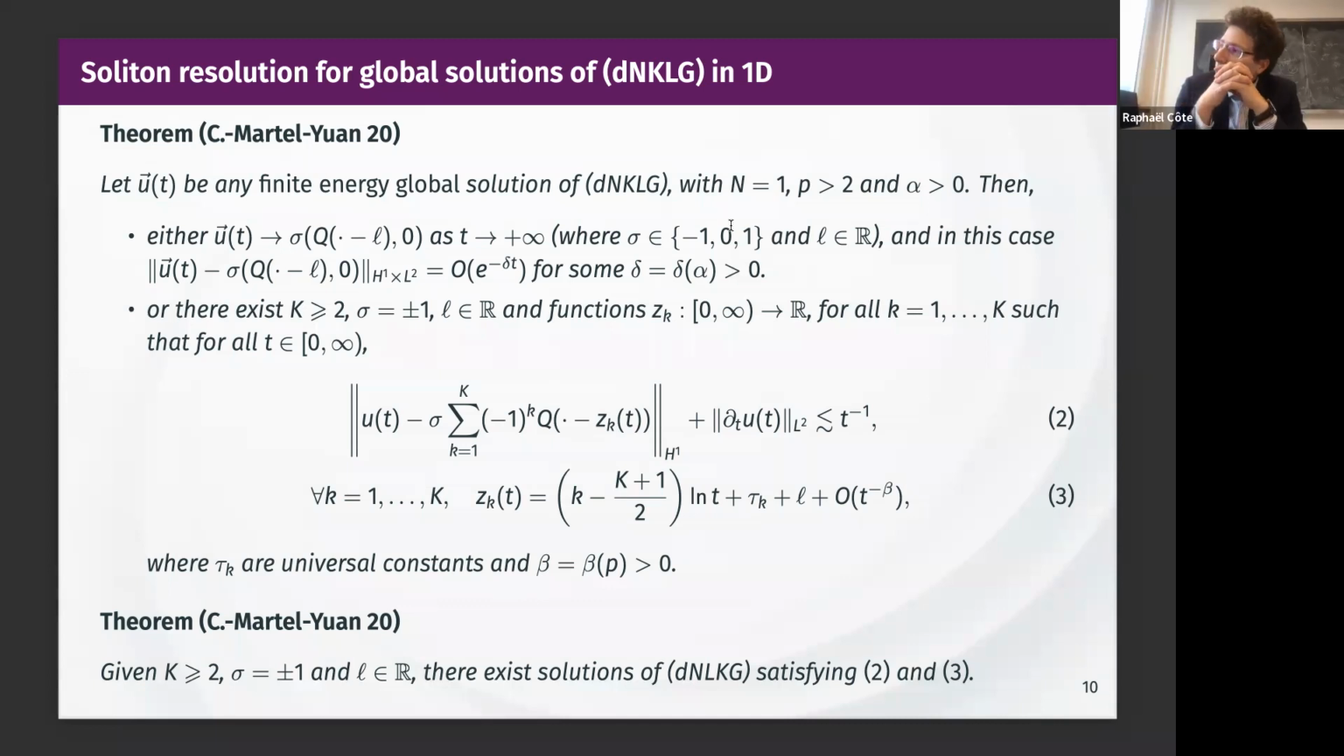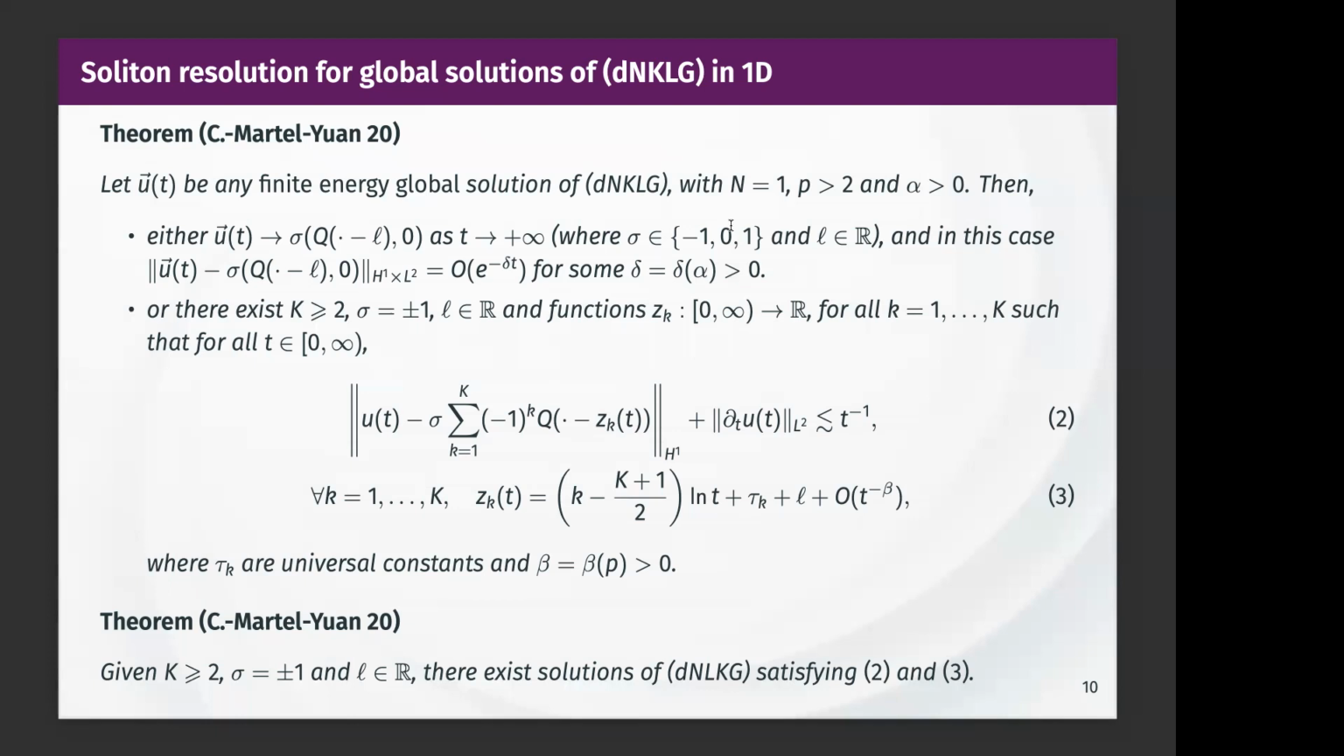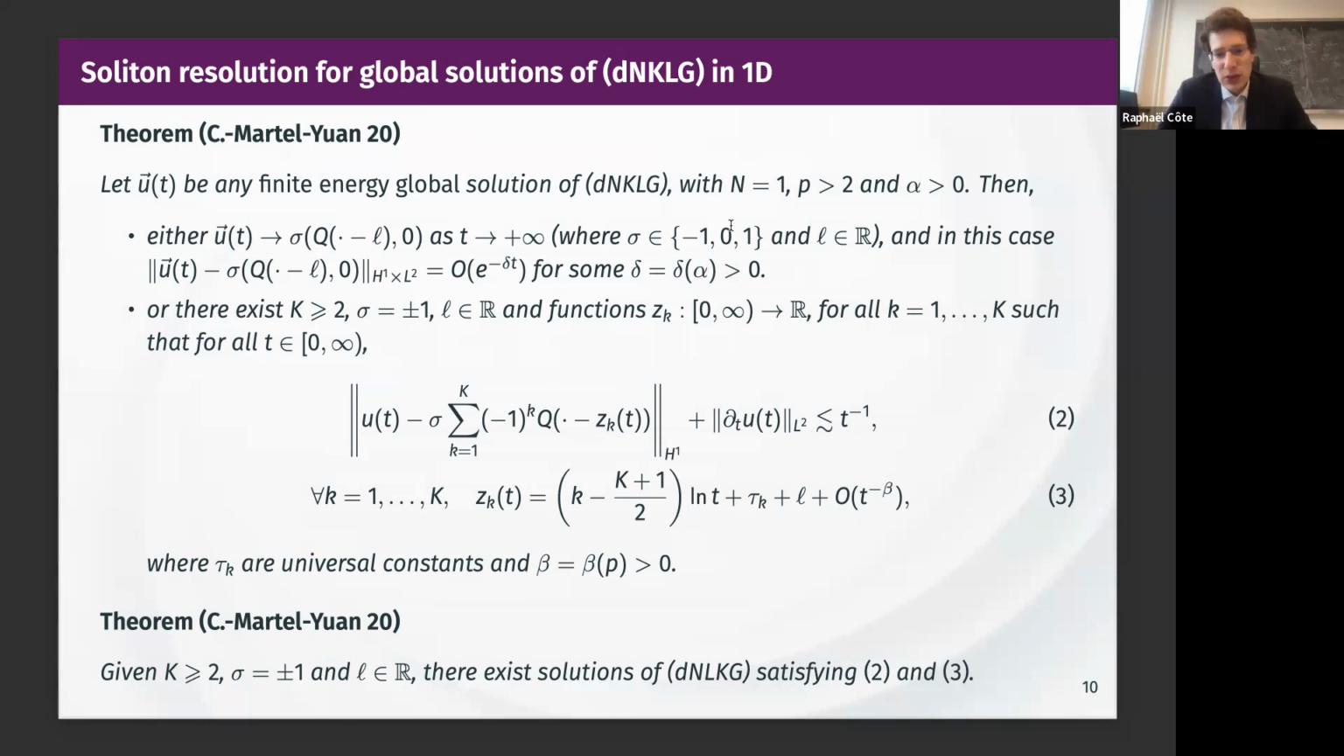Oh, yeah, okay. The alpha is really used for the L2 bound on DTU. This is really what you need, and you would not need any damping if you give yourself, for example, a global solution of nonlinear Klein-Gordon such that you know a priori that it's global and DTU is in L2, then I believe you could run the same argument. So the damping really helps you for this, and we no longer use it afterwards.